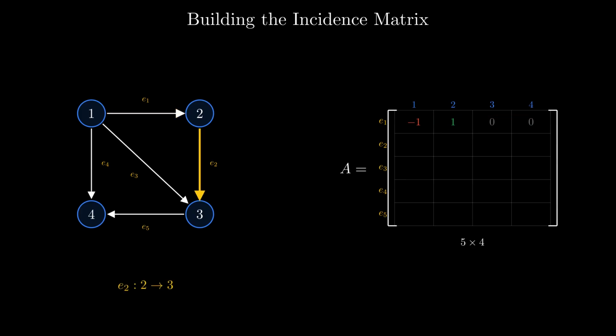Next, edge E2 goes from node 2 to node 3. This gives us row 2: 0, -1, 1, 0. The -1 sits in column 2, the from node, and the +1 sits in column 3, the to node. Finally, for this frame, edge E3 goes from node 1 to node 3. That gives us row 3: -1, 0, 1, 0. The -1 is in column 1 and the +1 is in column 3. Rows 4 and 5 will be filled in next.